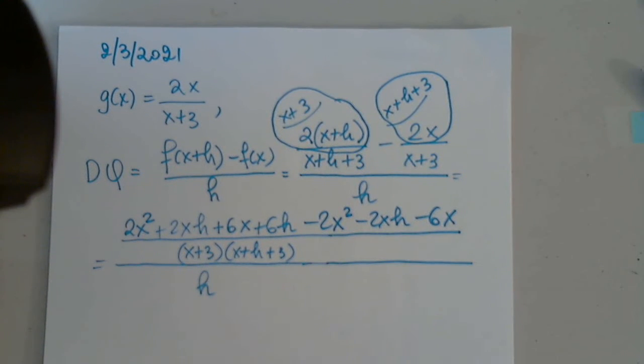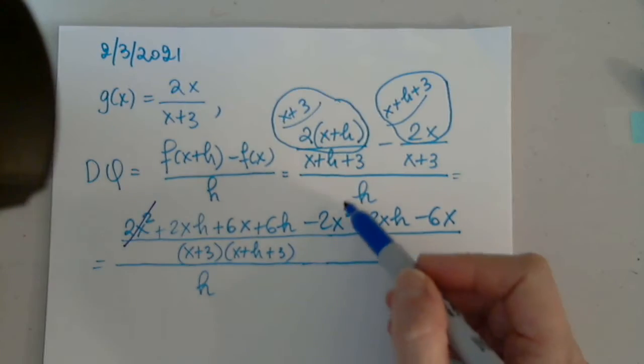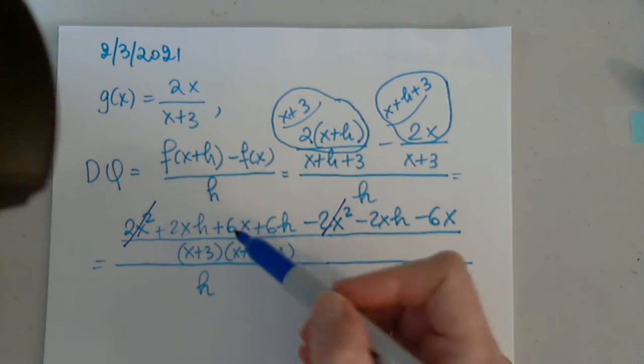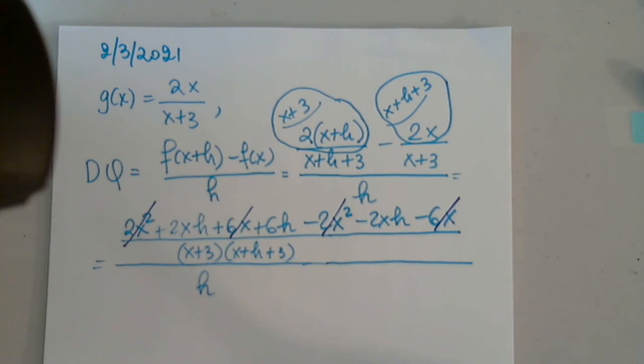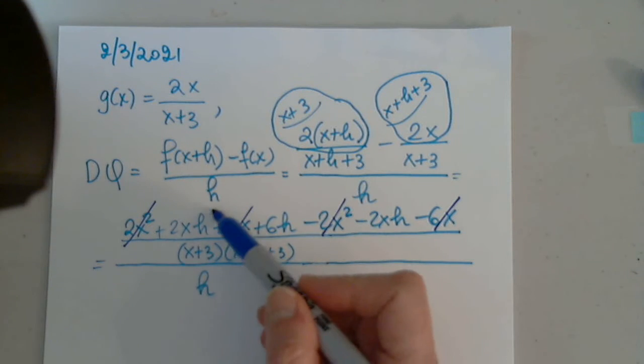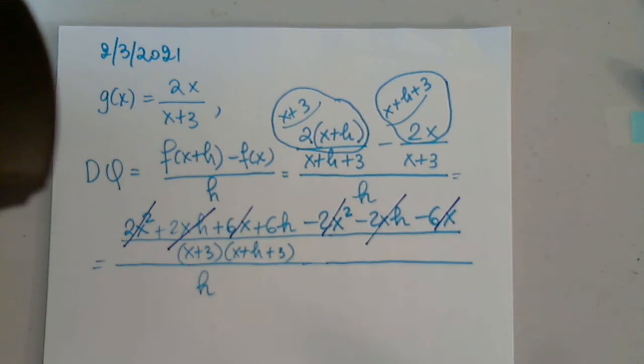All terms without h must go away. If they don't, I'm in trouble. The 2x squared with a negative 2x squared, gone. The 6x with a negative 6x, gone. And look, this is a bonus. The 2xh with a negative 2xh, which it didn't bother me, but they're gone as well.